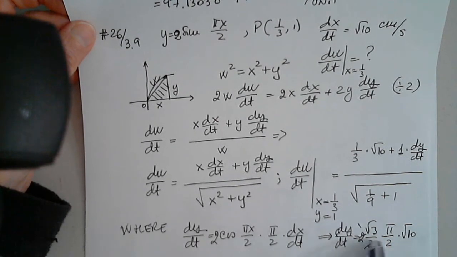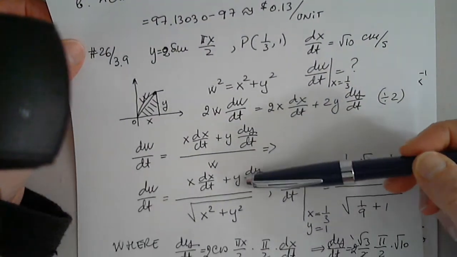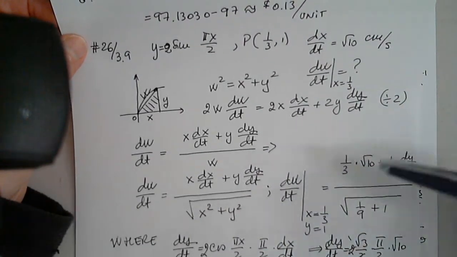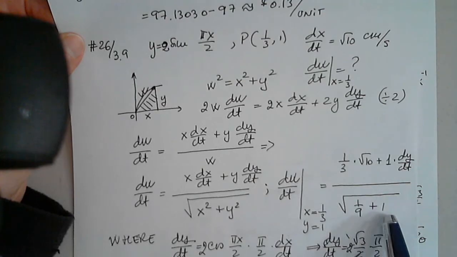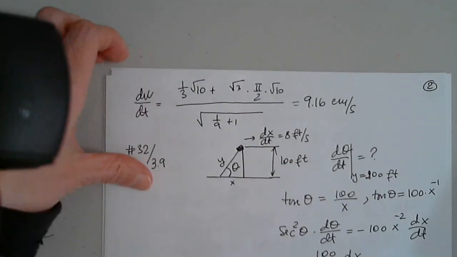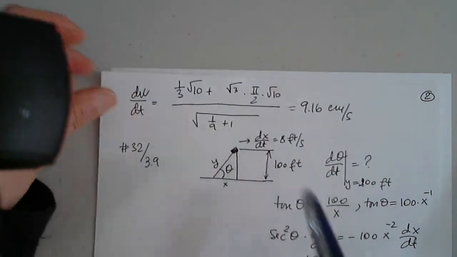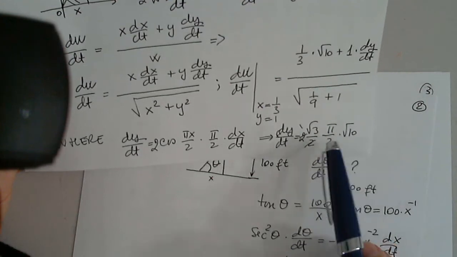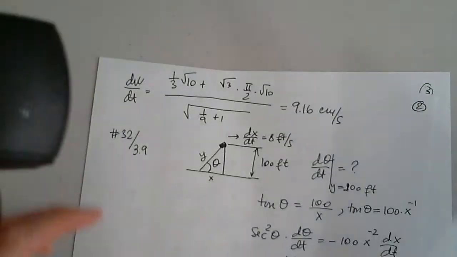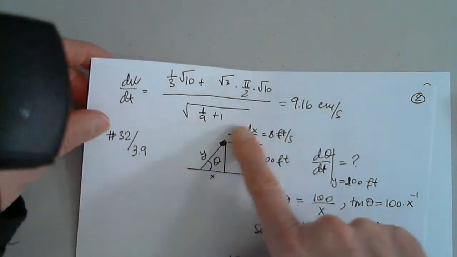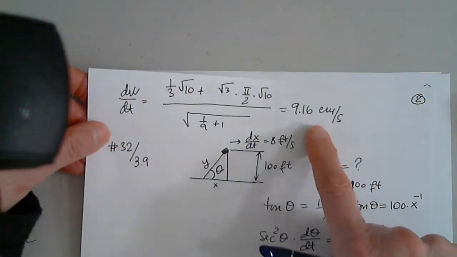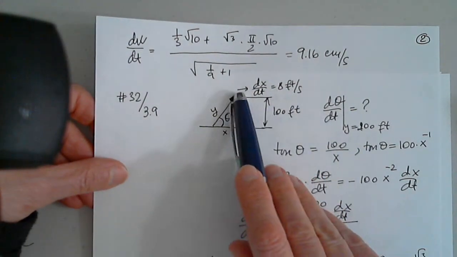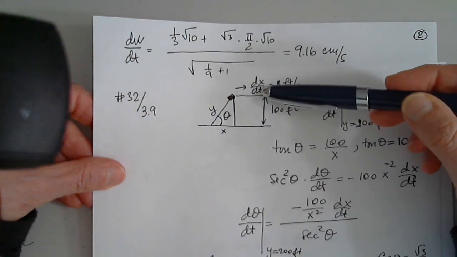And once I plug everything in, and then eventually here, because I had 1/3, I had the square root of 10, I had 1, I didn't have the dy over dt, and the denominator is the square root of 1 over 9 plus 1. So then I plug everything in, and from the previous page where I had the square root of 3 pi over 2 times the square root of 10, or the square root of 30 pi over 2. Same thing. And put this in the calculator, remember, with parentheses around the top, and you get this, 9.16 centimeters per second.